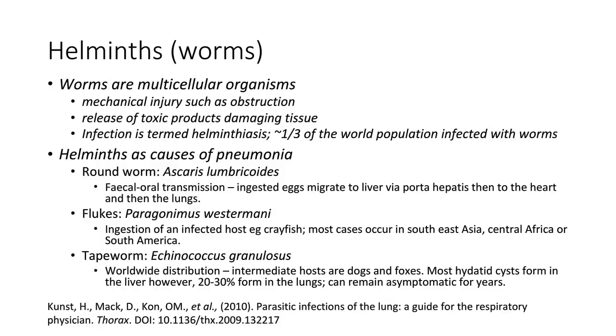Tapeworms on the bottom. The intermediate hosts of tapeworms are dogs and foxes. They form hydatid cysts in the liver, which then produce new worms. But about 20 to 30% of these cysts can actually form in the lungs, and they can remain asymptomatic for years until they decide to grow new worms, and so create inflammatory responses in the lungs, creating a lower respiratory tract infection.